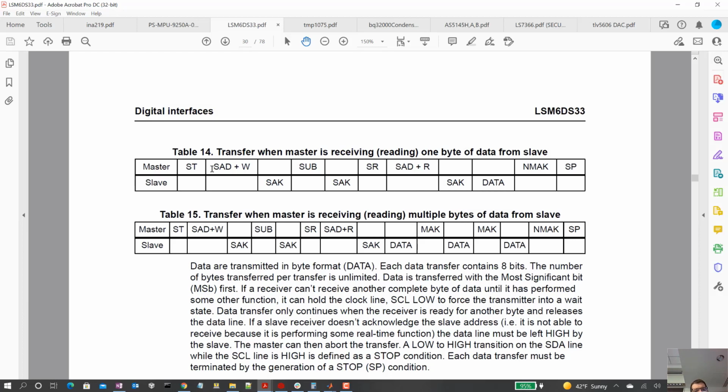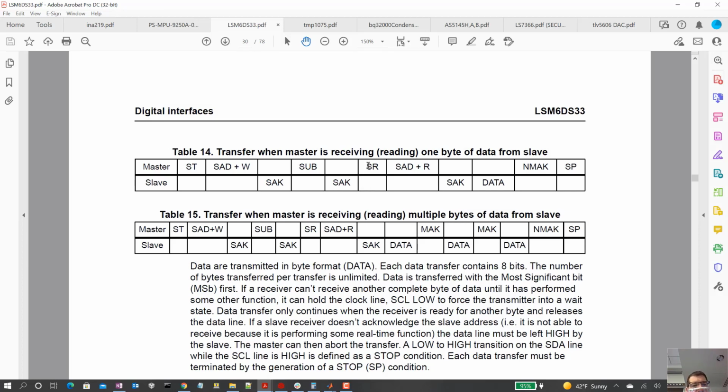Then the master sends out the slave address desired, or whatever slave address, with the write condition. Okay, that's the 7-bit address with write. If it's out there, the slave acknowledges. And this is like sub address or something like that. This sends over the register address of the device that we want to read from. Then the slave also acknowledges.